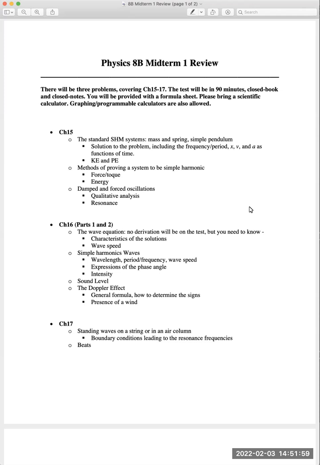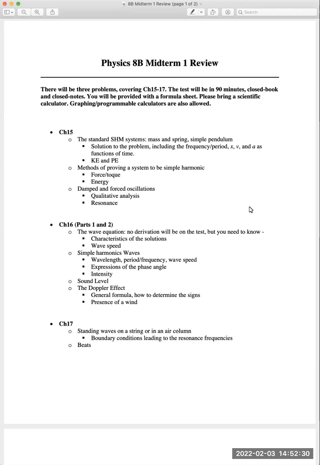All right, now as far as the calculations are concerned, this is pretty much what you need to be thinking of for chapter 15. As far as damped and forced oscillations, we don't require any numerical analysis for the midterm. You have to understand the basic qualitative ideas. When you have damping, it's going to have two effects on the system. One is it's going to reduce the amplitude over time, and secondly, it's going to decrease the average speed. Therefore, it will prolong the period or decrease the frequency.